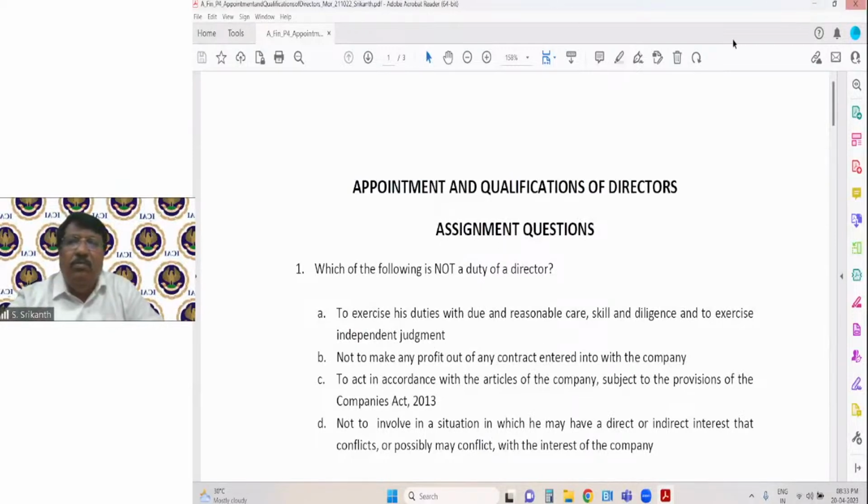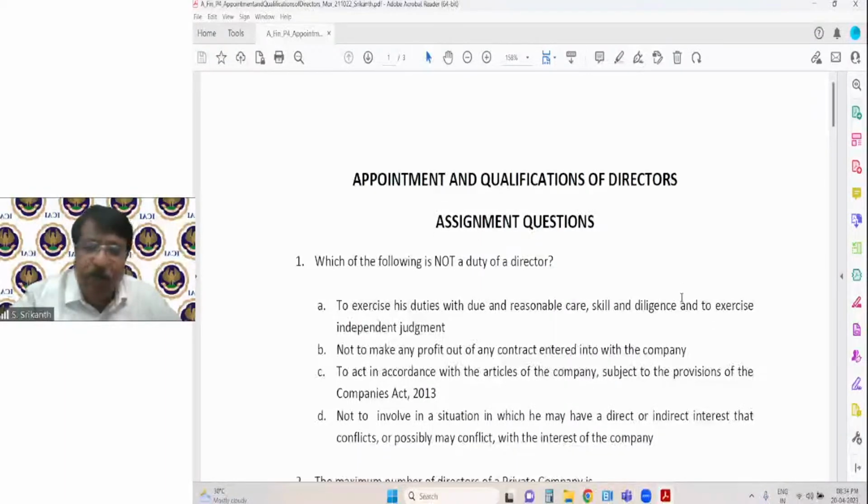See, maybe if you have the institute material with you, you go and check up. Anuja Avasti says 1B. 1B is not a duty. Other three are available in the duties. Just check up the duties. You will find 1A, C, D are duties. D is very much a duty. B is not a duty. He can make a profit, provided he discloses it. That's all. Okay?